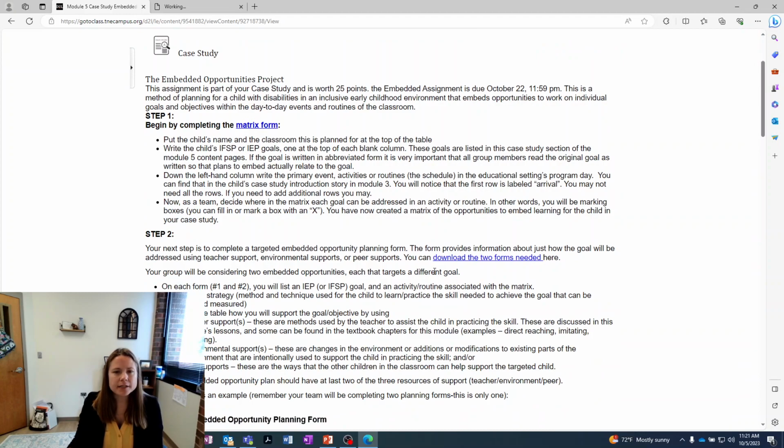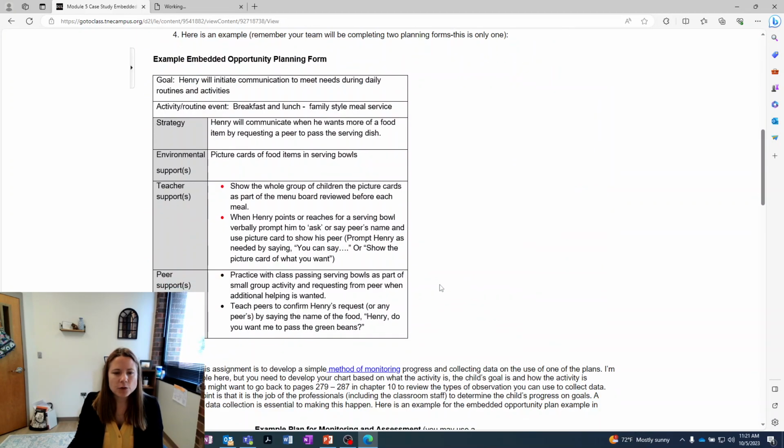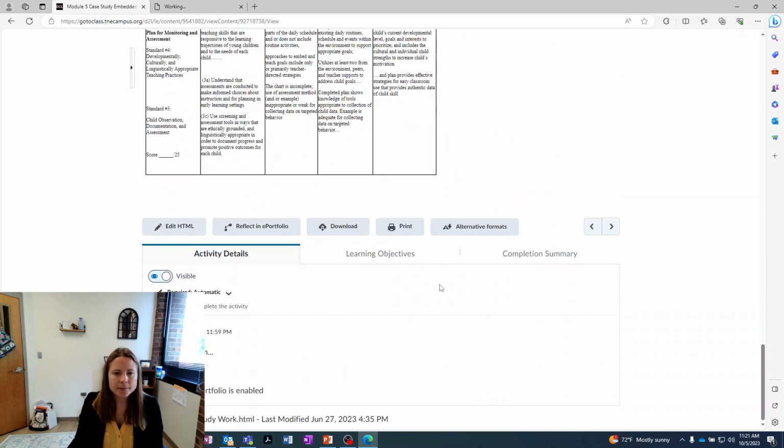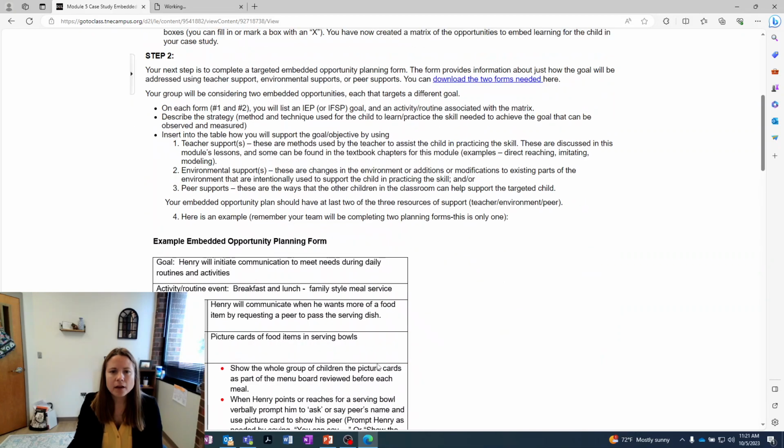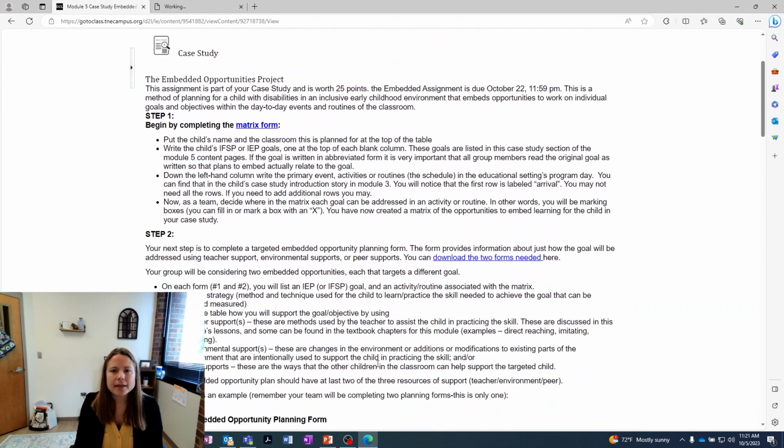So this case study project is worth 25 points, okay? I did give you a rubric here at the bottom showing you how you'll be graded, so please make sure you look at that. For this assignment, it's going to be due October 22nd, and this is where we're really going to put those instructional strategies and methods. How can we embed these opportunities into our regular schedule and with the goals and objectives that we have for that child and for the classroom?